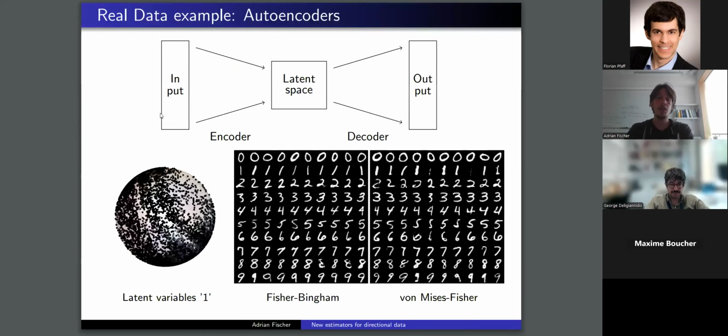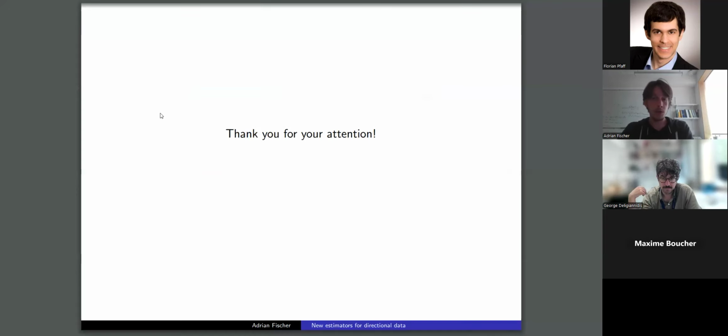So if you're interested, there's a paper on arXiv. There we also look at a real data example from machine learning, because the Fisher-Bingham distribution has lately been used as a distribution on the latent space for autoencoders. And here we apply this estimator to an autoencoder. But I unfortunately won't have time to talk about that anymore. And then I already want to thank you for your attention.